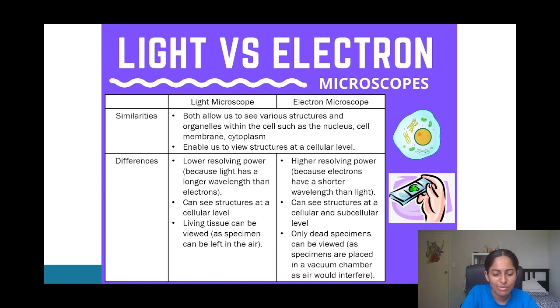The breadth of which organelles you can see is smaller in a light microscope, right? Because in light it's only things like the nucleus or cell membrane. Same thing in electron, but electron can show you much smaller organelles as well. And yeah, that's pretty much it.